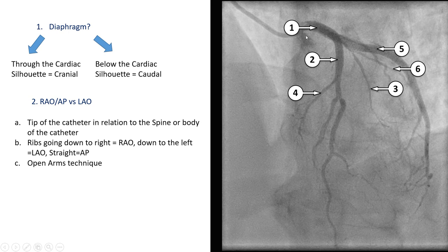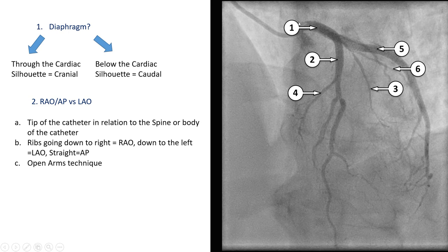Alternatively, which is not really clear in this image, is the ribs direction and everything. We're going to show it in different images. Or the open arms technique, which is basically you open your arms wide and imagine that you're holding the tip of the catheter with one hand and the body of the spine or the body of the catheter with the other hand. If you do so for a second, you're going to see that you're holding the tip of the catheter with your left hand and the body of the spine with the right.